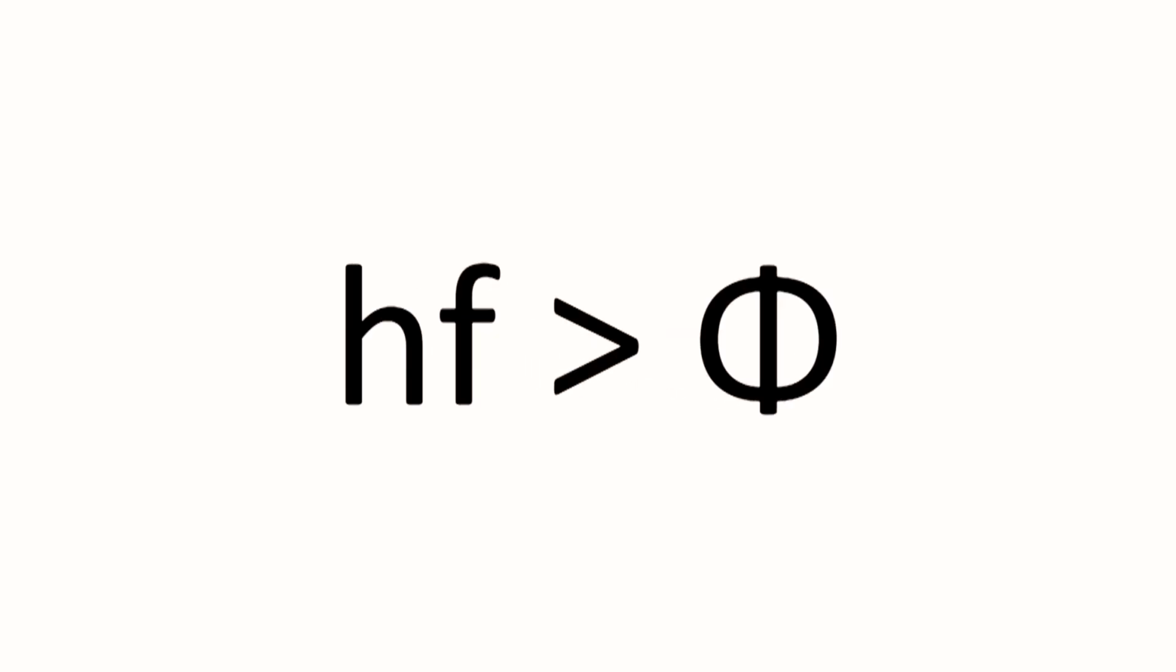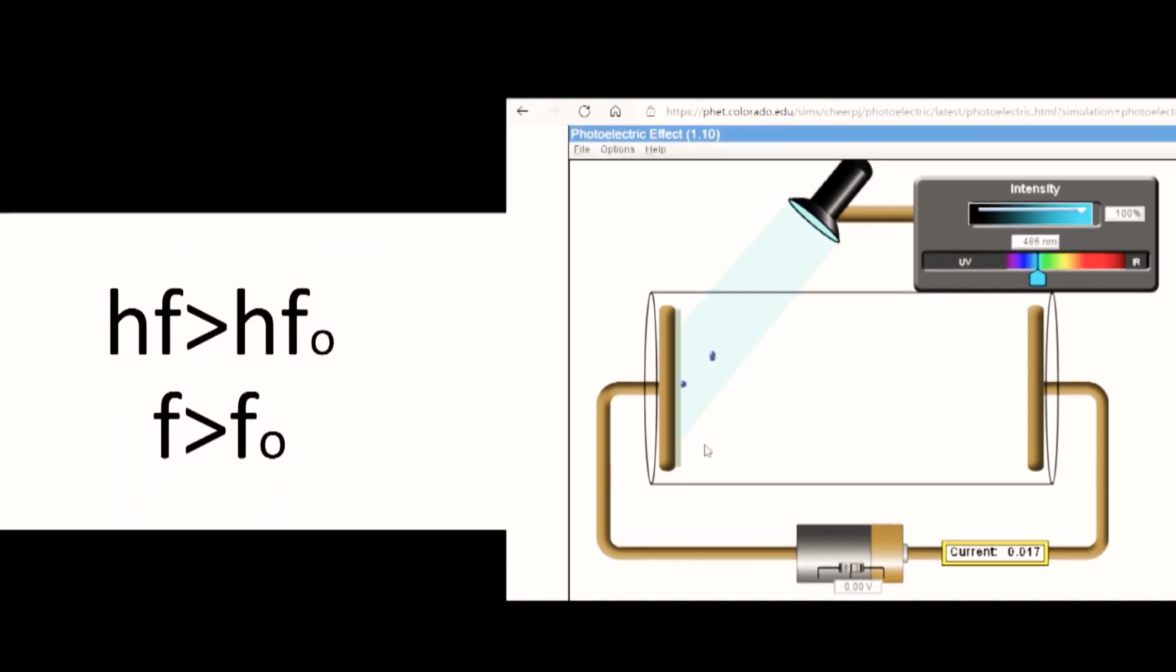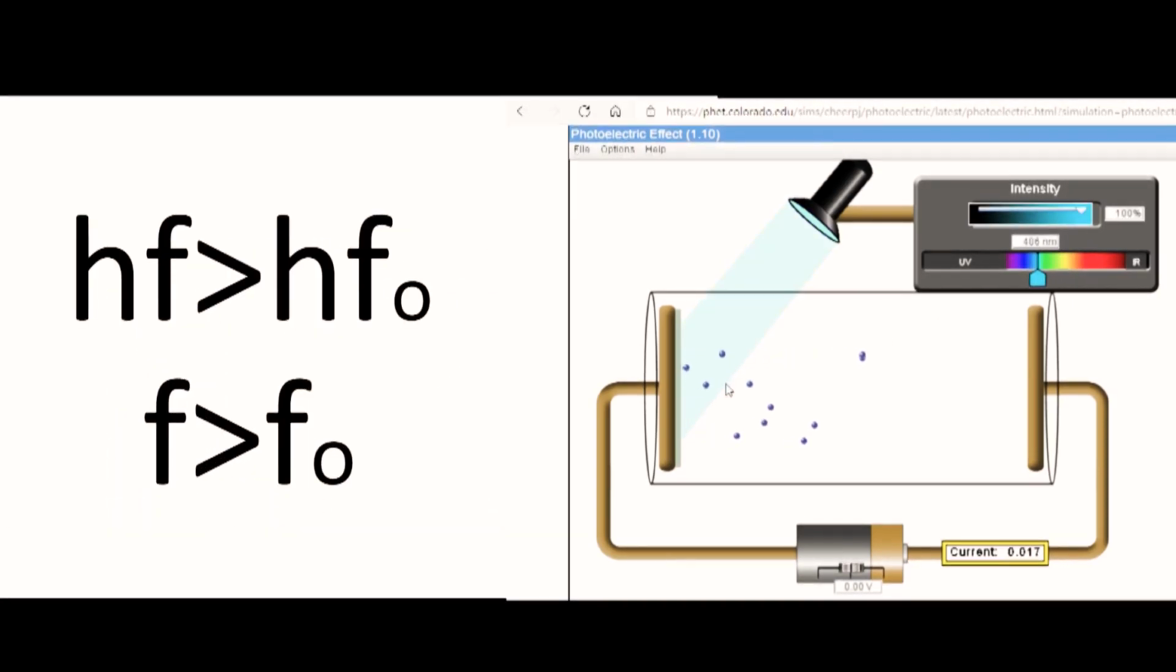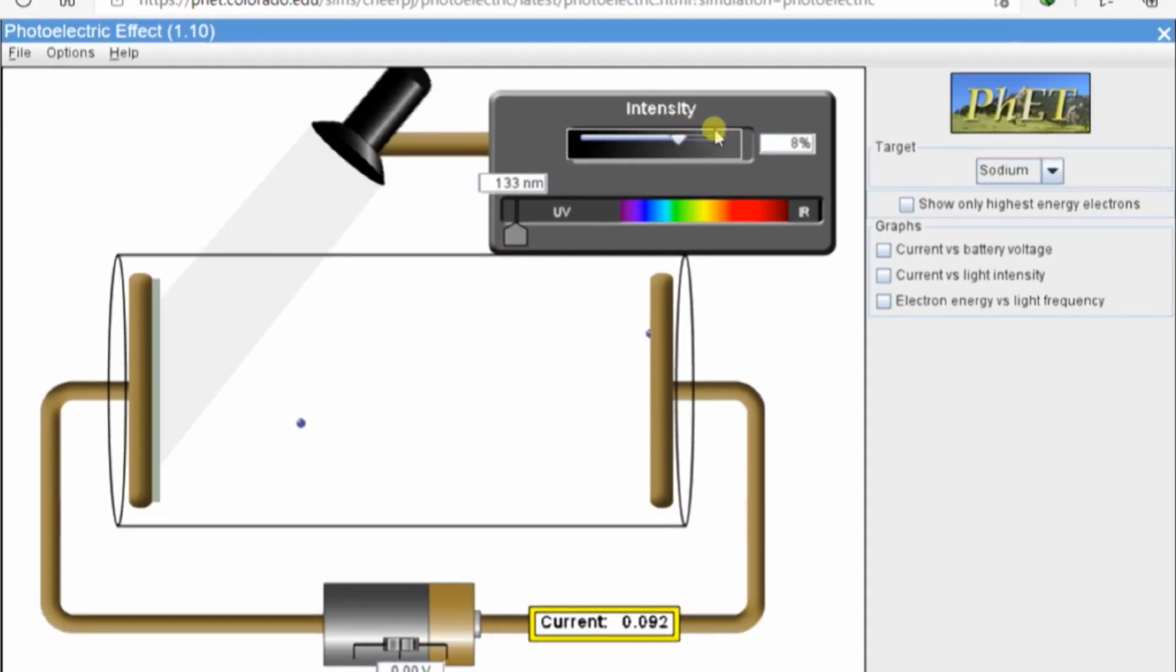To solve observation 1, hf must be greater than the work function, that is, hf must be greater than hf naught, hence f must be greater than f naught. Increase in intensity means increasing the number of photons, hence observation 3 solved since each photon releases an electron.